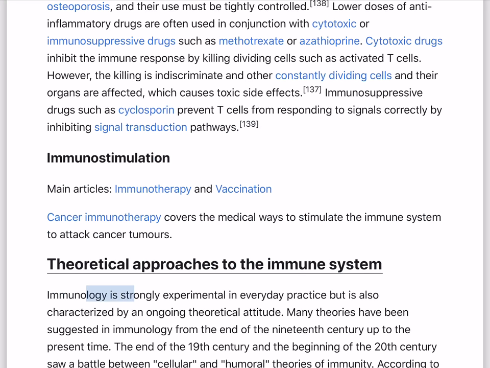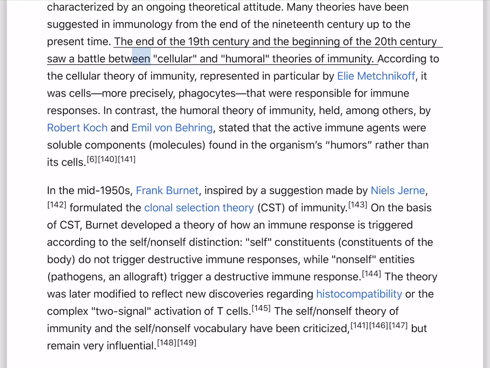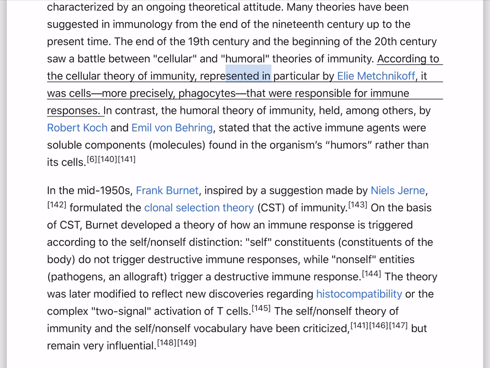Immunology is strongly experimental in everyday practice but is also characterized by an ongoing theoretical attitude. Many theories have been suggested in immunology from the end of the 19th century up to the present time. The end of the 19th century and the beginning of the 20th century saw a battle between cellular and humoral theories of immunity. According to the cellular theory of immunity, represented in particular by Elie Metchnikoff, it was cells, more precisely, phagocytes, that were responsible for immune responses.